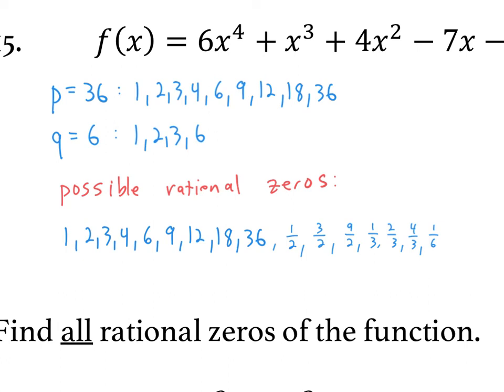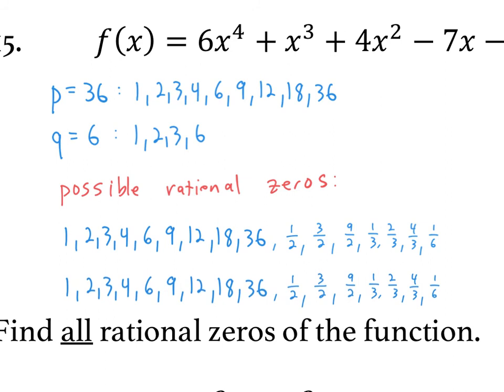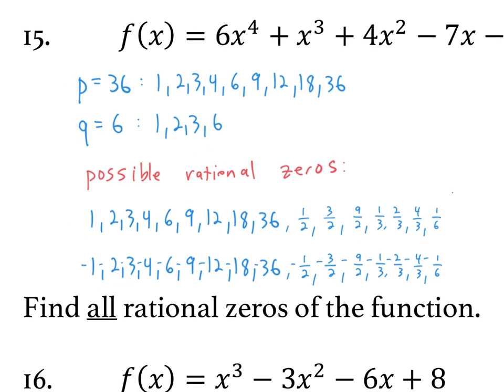Okay, so we just got those. All right, and then this is pretty much it. Now I just have to get all the negatives of these also, and just negate each one. Okay, and that's it for this type.